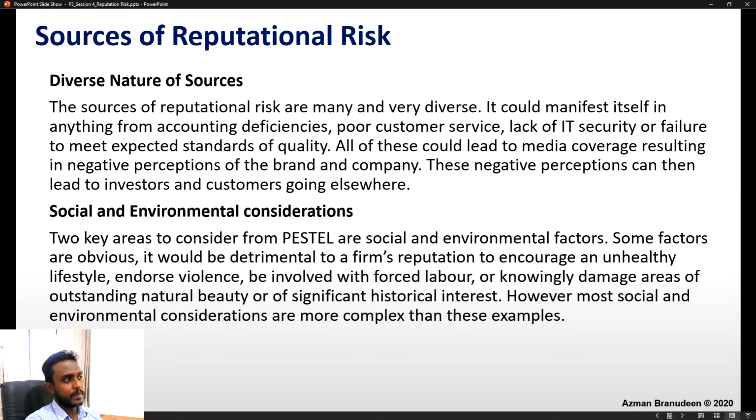Another very important aspect is the social and environmental consideration. There are two key areas to consider from PESTEL, which are social and environmental. Some factors are obvious. It would be detrimental to a firm's reputation to encourage an unhealthy lifestyle, endorse violence, be involved with forced labor, or knowingly damage areas of outstanding natural beauty or of significant historical interest. All of which, I can tell you, are currently going on in certain regions of the world.